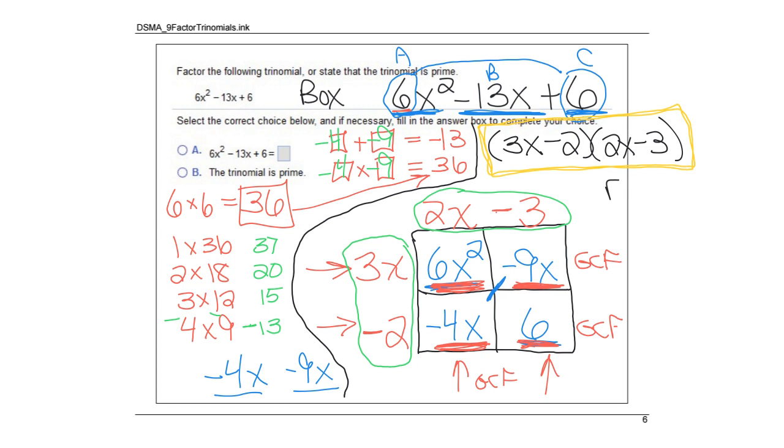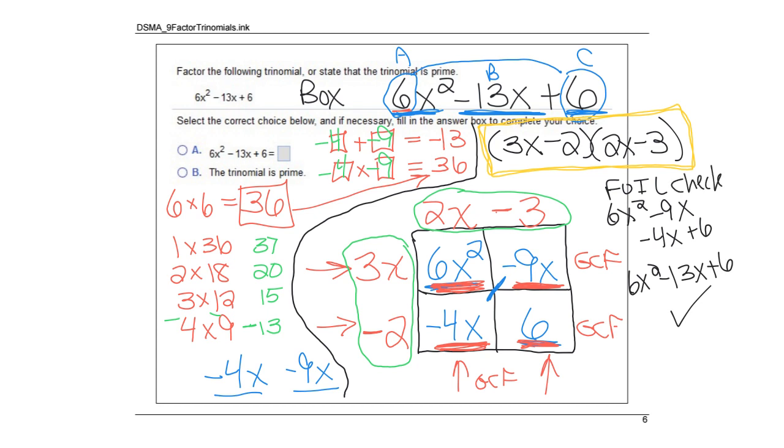Okay, so if I FOIL to check it, 3x times 2x gives me 6x squared. 3x times negative 3 gives me negative 9x. That looks familiar. Negative 2 times 2x gives me negative 4x. That looks familiar. And then negative 2 times negative 3 gives me a plus 6. So then I get 6x squared minus 13x plus 6, which is our original answer. So we're checking here. I hope you can see all that on this board. Whew, I know it's kind of messy.